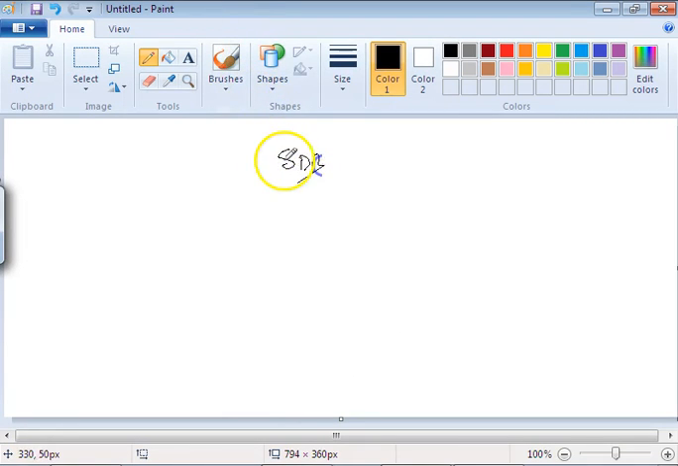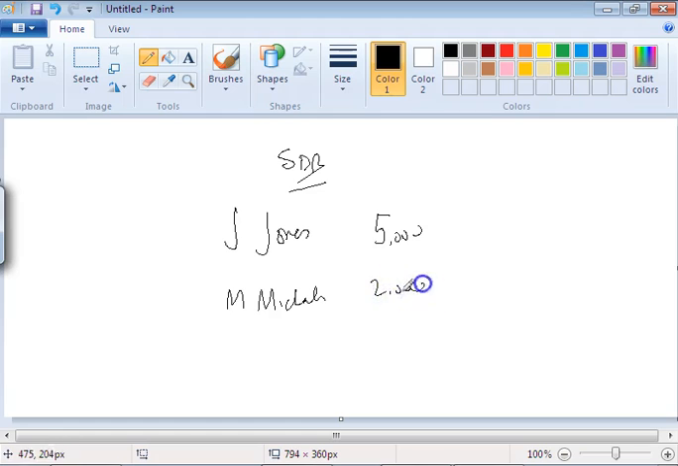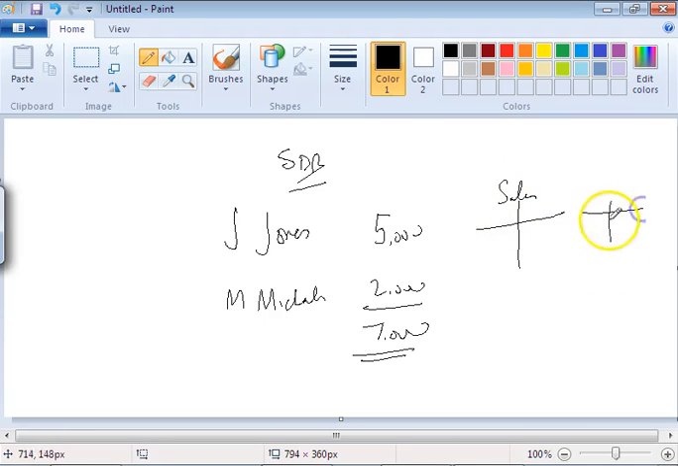So we have a sales day book, and we have a Jack Jones, for example, and we have 5,000, and we have M. Michaels, 2,000. The total here is 7,000. And of course we know from our sales day book, we had the invoices, chuck them in the sales day book, total 7,000. Then we go into the general ledger, and in the general ledger we have a sales account and a trade receivables account. We take that total, we debit trade receivables 7,000, and we credit sales 7,000.